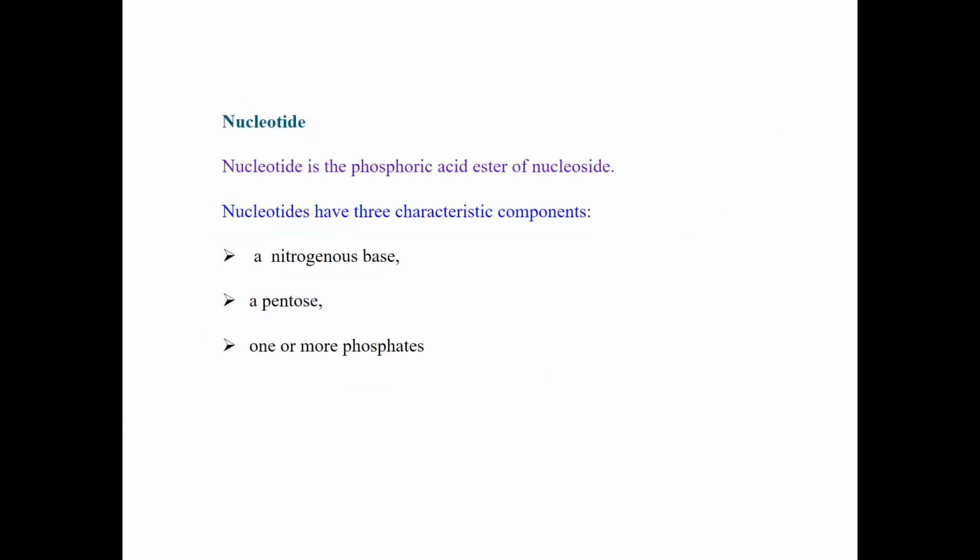Okay. So nucleotide is the unit of RNA and DNA. Both are polymers, called nucleotides. Nucleotide is the phosphoric acid ester of nucleoside. Nucleotides have three characteristic components: one is a nitrogenous base, a pentose, and one or more phosphates.